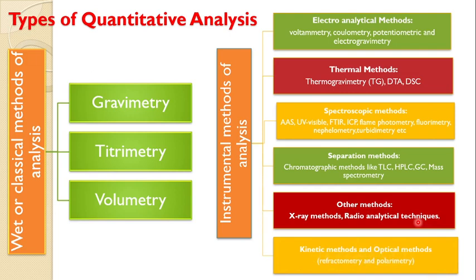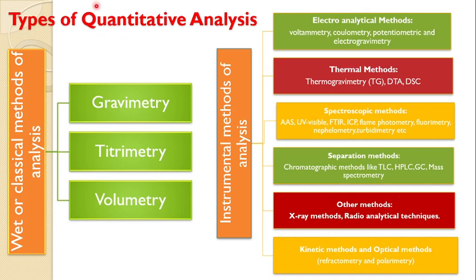Then last, that is the kinetic methods and optical methods. In the kinetic methods, the rate of reaction is measured as a function of the amount of catalyst. That is the kinetic methods. And in the optical methods, refractometry and polarimetry are used. These are the methods of analysis.